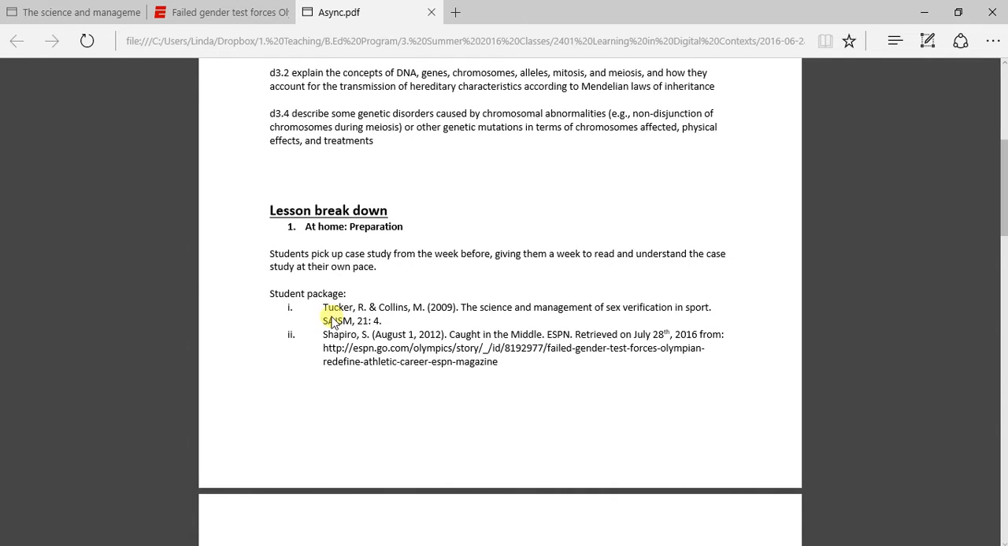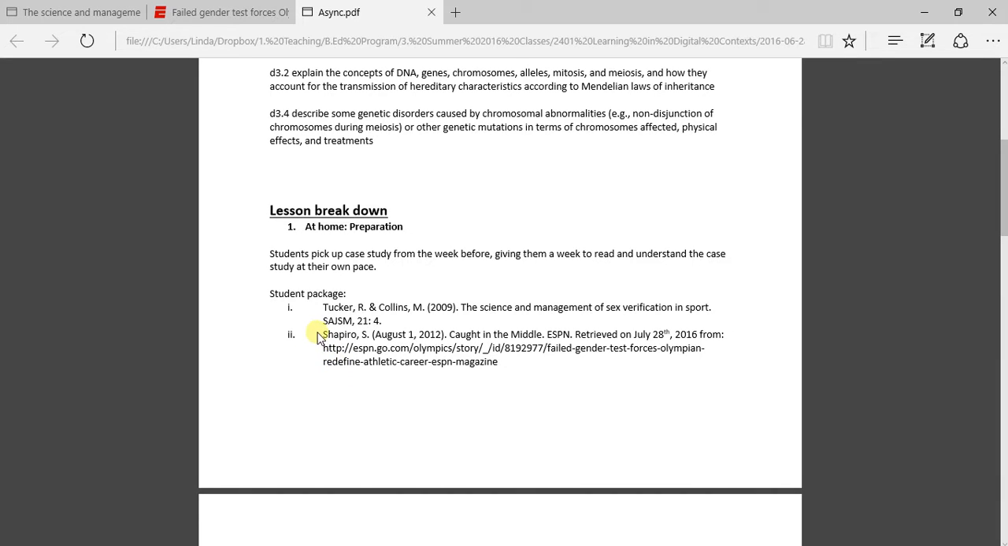The first one is the Tucker and Collins 2009 paper called The Science and Management of Sex Verification in Sport. This is a published journal article. We feel that it gets the students, especially at the grade 11 university level, used to looking at a research paper that they might encounter in first year university, and it throws them in there in a safe space in high school before they go off to university.